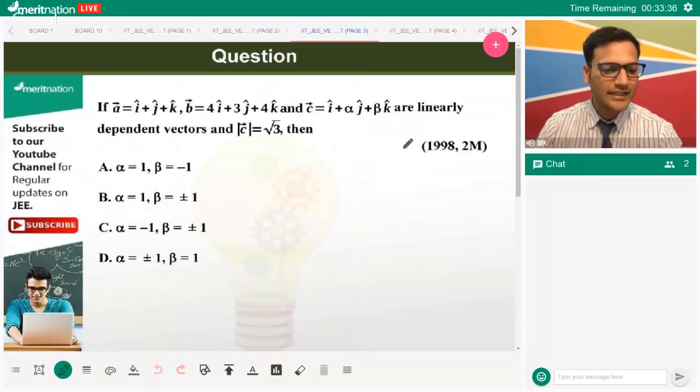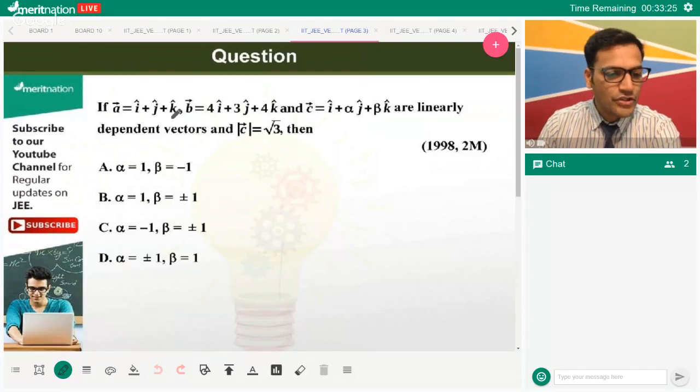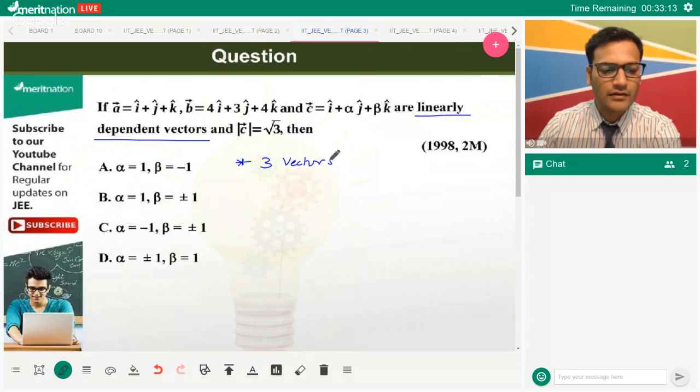Let's see one more question, 1998, way back. However, such questions are also kind of frequent if you see scalar triple product uses in IIT JEE. So if these are the three vectors given to us, they are linearly dependent vectors. Now, remember, I would give you a point to remember. Three vectors are linearly dependent, LD defines as linearly dependent, implies they are coplanar.